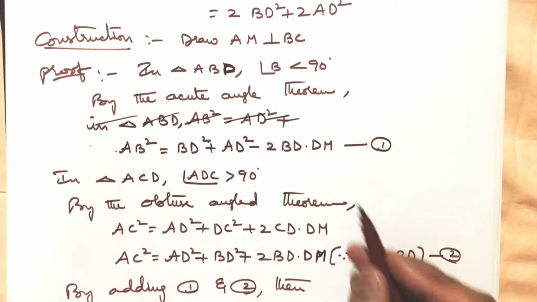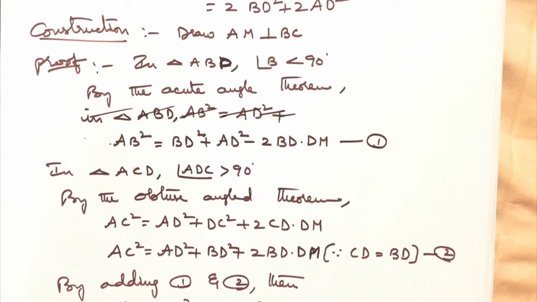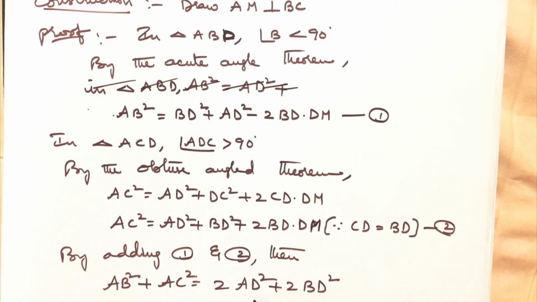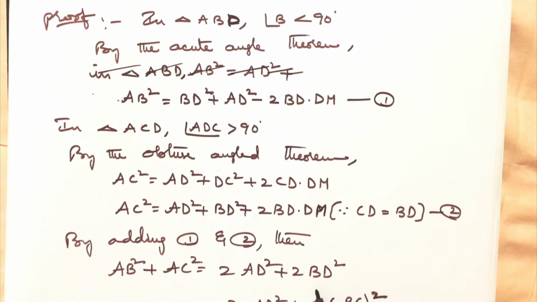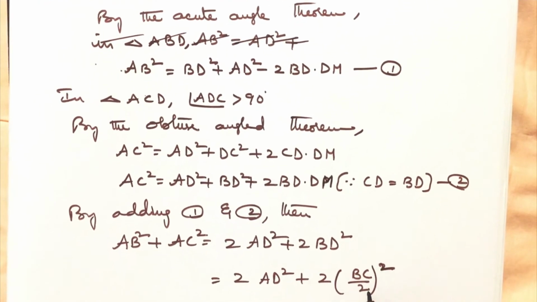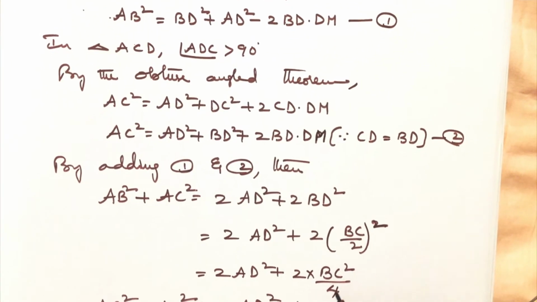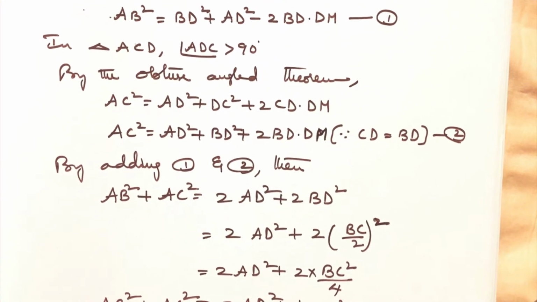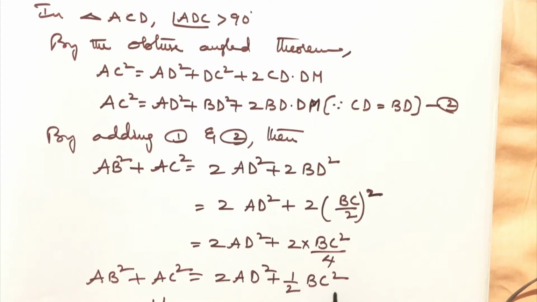So by adding equations 1 and 2, we are going to get AB square plus AC square is equal to 2 times AD square plus 2 times BD square. BD you can write as half of BC, whole square. So when you simplify, you are going to get at the end AB square plus AC square is equal to 2 times (AD square plus (half of BC) square).